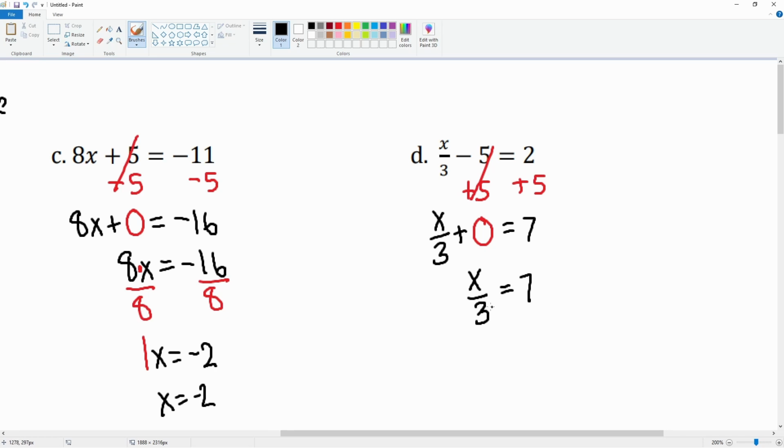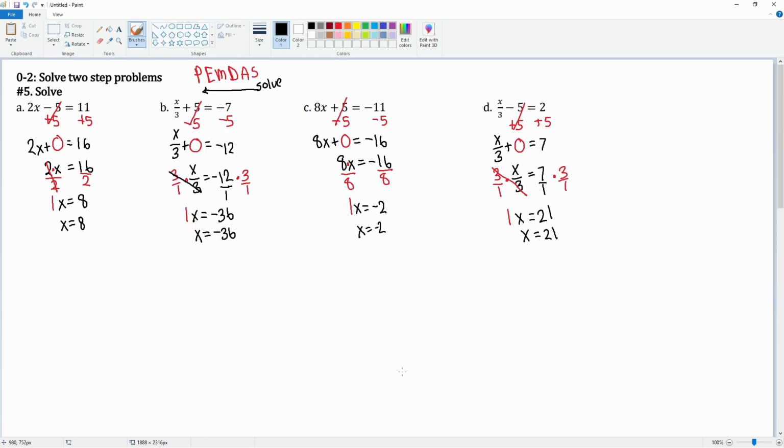How do I get rid of a divide by 3? We're going to multiply by its reciprocal, so we multiply by 3 over 1. Make sure we do that to the other side as well. Please note this 7 can be turned into a fraction by dividing by 1. The 3 on top and the 3 on bottom here will cancel, giving you the number 1. So it becomes 1x is equal to 7 times 3 is 21. No one writes that 1 in front, so the answer is just x equals 21. Here you go. These are the solutions for part 1.